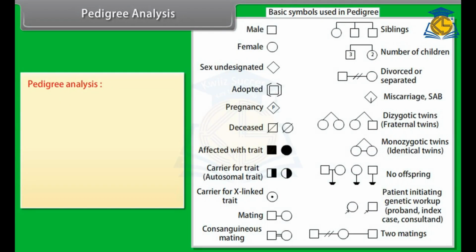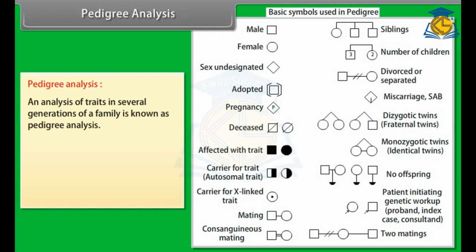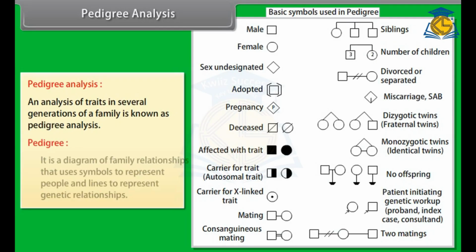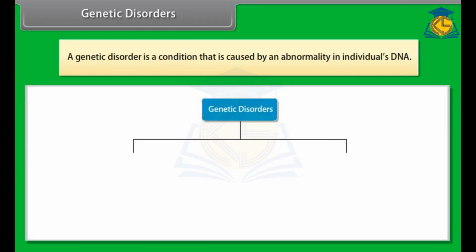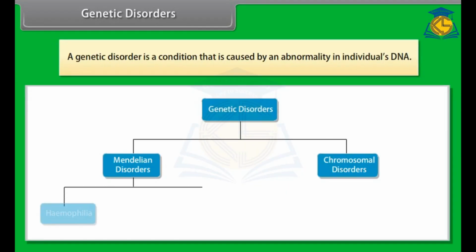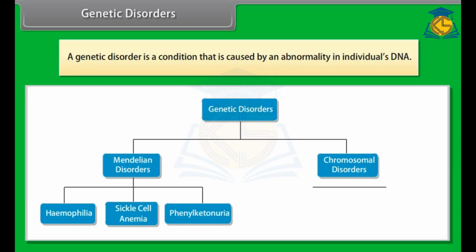Pedigree analysis. An analysis of traits in several generations of a family is known as pedigree analysis. A pedigree is a diagram of family relationships that uses symbols to represent people and lines to represent genetic relationships. Genetic disorders. A genetic disorder is a condition that is caused by an abnormality in an individual's DNA.